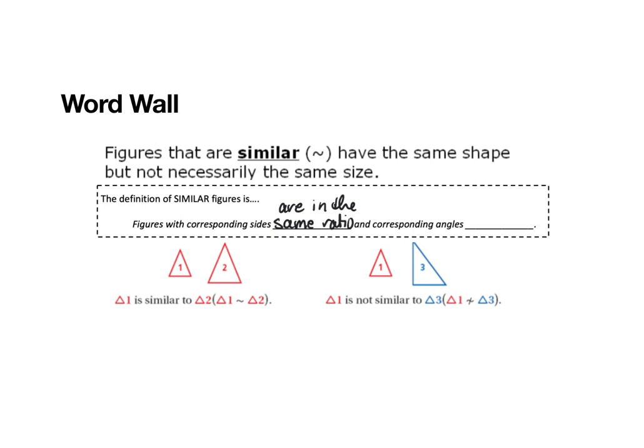And corresponding angles are congruent. So looking below at the figures drawn, triangle 1 is similar to triangle 2. We can write it like that. Triangle 1 here is not similar to triangle 3. You can see that the shape is different.